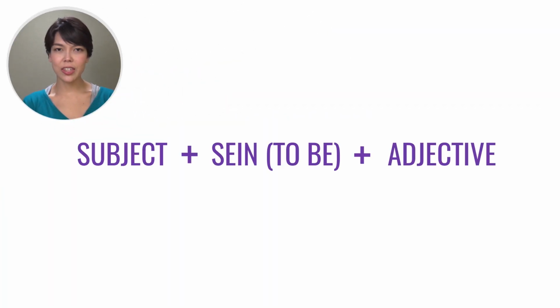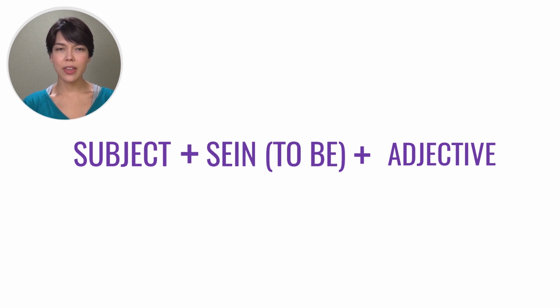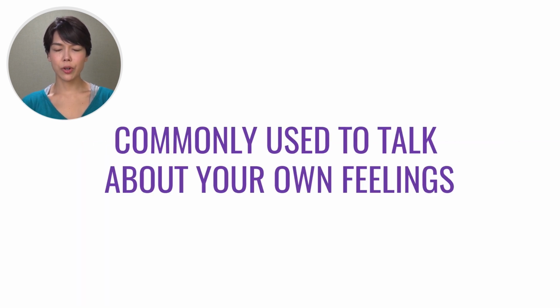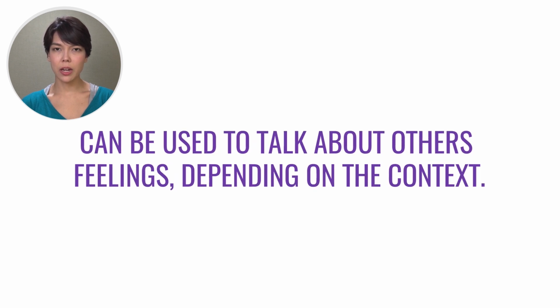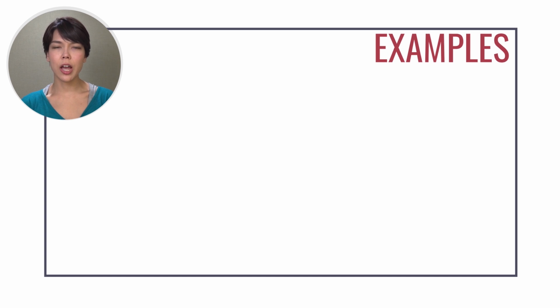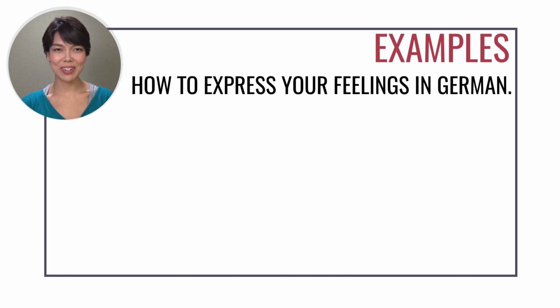To express emotions in German, usually the subject is followed by the verb sein, to be, and then the adjective. This verb is commonly used to talk about your own feelings, and can be used to talk about others' feelings depending on the context. Let's do some examples so you can learn how to express your feelings in German.